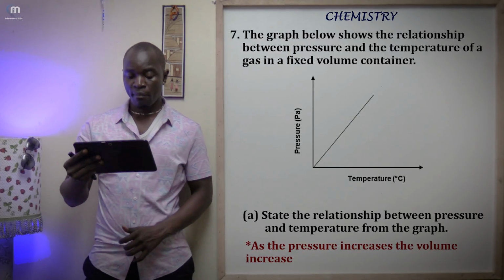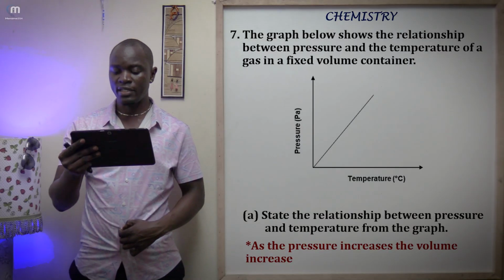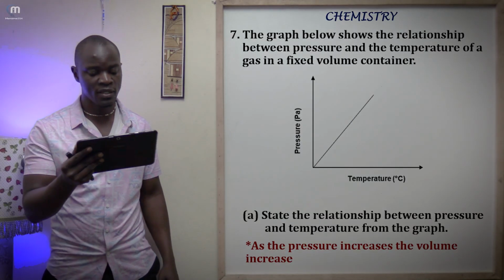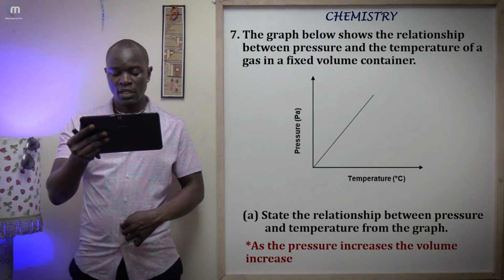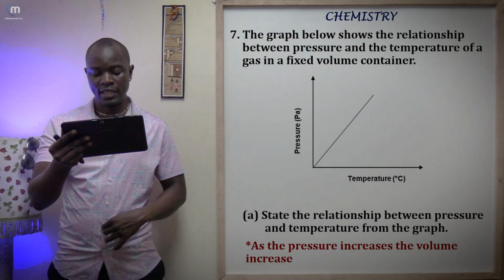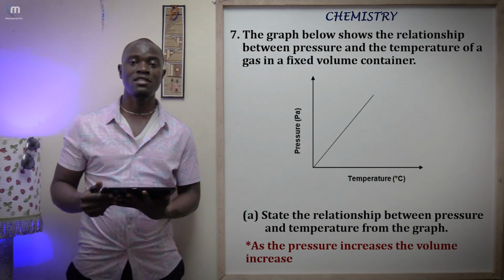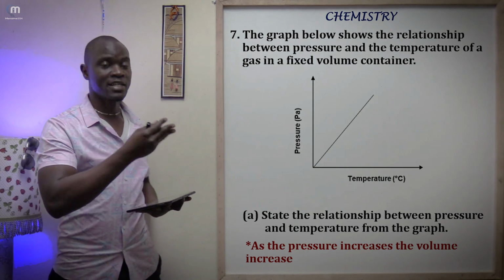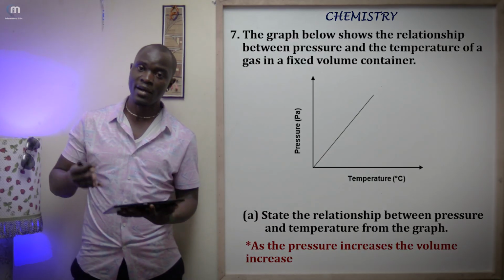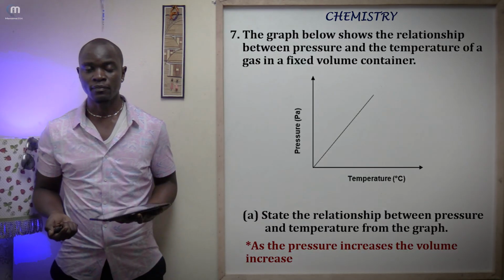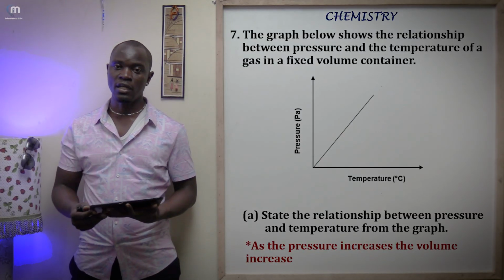So we go to question number 7. It is asking: the graph below shows the relationship between pressure and the temperature of a gas in a fixed volume container. Then you have been told, state the relationship between the pressure and the temperature from the graph. This is simple, you just check the Cartesian plane. On the x-axis, what do we have? We have temperature. On the y-axis, what do we have? We have pressure. This is the simplest marks you can ever get in chemistry.